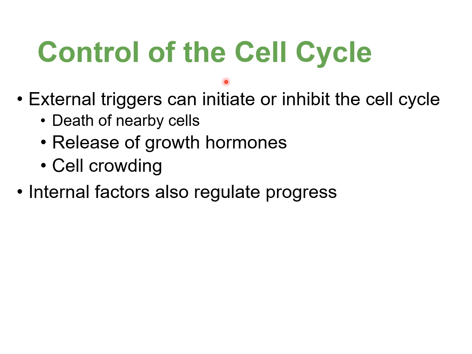Okay, so how else do we control the cell cycle? We have these cell checkpoints that tell us yes or no, we shouldn't keep dividing. But we also have external triggers that can initiate or inhibit the cell cycle, like death of nearby cells, or the release of something called growth hormones, which is literally exactly what it sounds like, telling you to grow, right? Or if there's cell crowding. There are also internal factors that can regulate the process too.